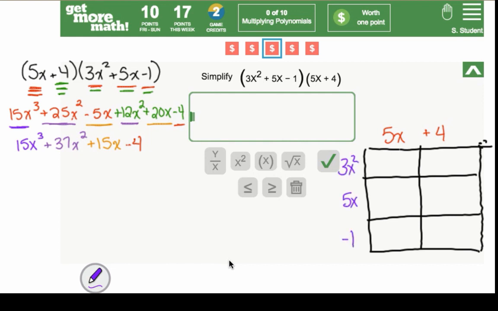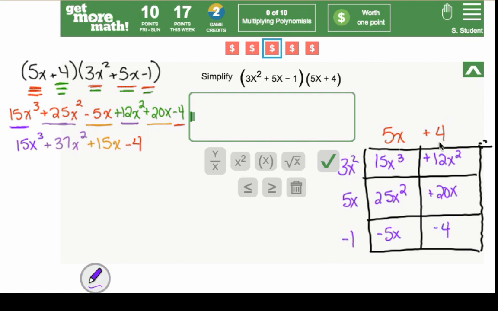And now we multiply. So remember, we take 3x squared times 5x, and we get 15x cubed. We take 3x squared times 4, and we get 12x squared. Then we take 5x times 5x, and we get 25x squared. 5x times 4, and we get 20x. Negative 1 times 5x is a negative 5x. And negative 1 times 4 is a negative 4.